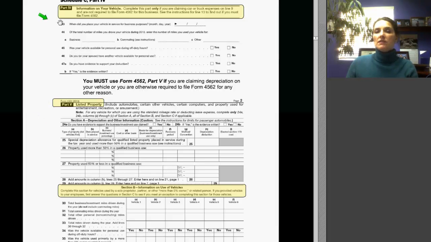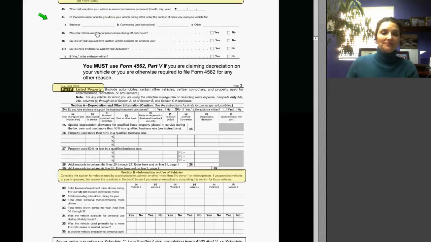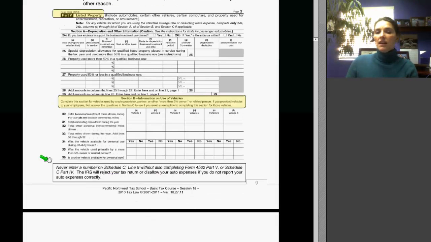And Part 4 has a number of situations where you cannot use it, one of those being if you are required to file Form 4562 for any other reason. So, of course, never enter a number on Schedule C on Line 9 without also completing Form 4562 Part 5 or Schedule C Part 4. If you do not do what you're supposed to in that regard, the IRS will reject your tax return or disallow the auto expenses you are claiming.